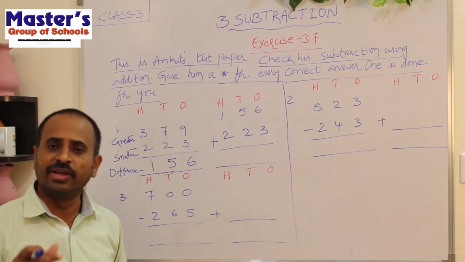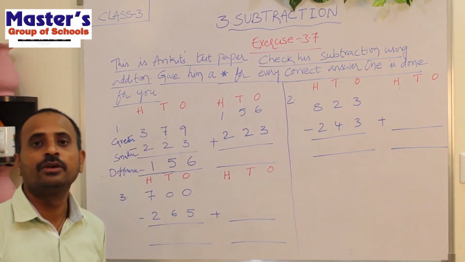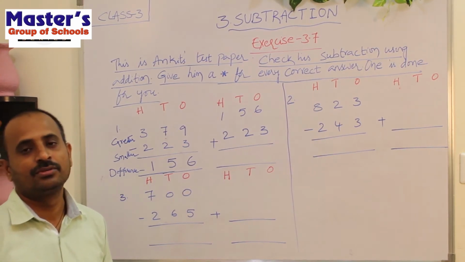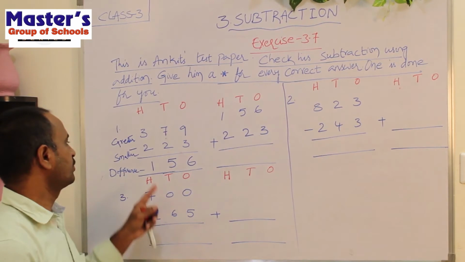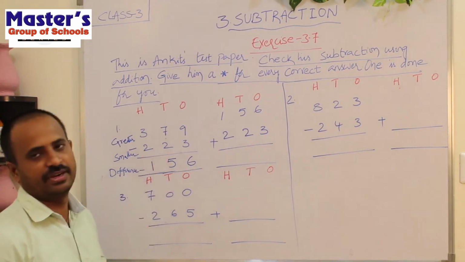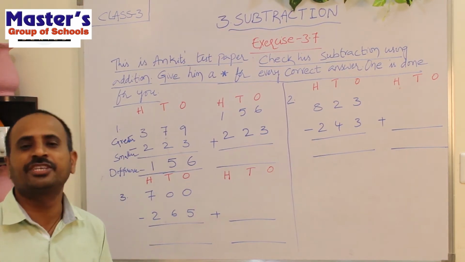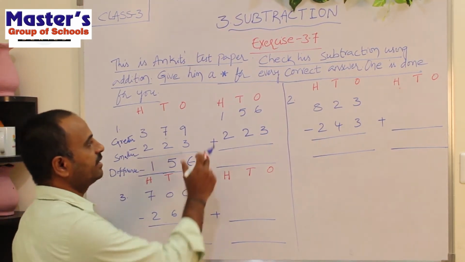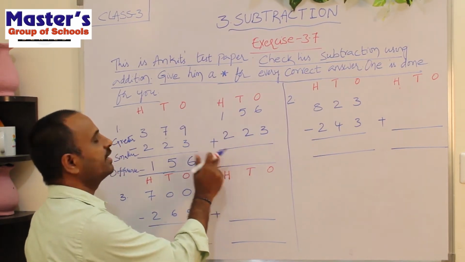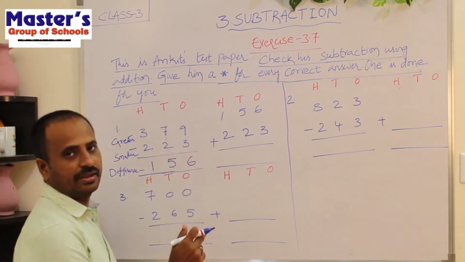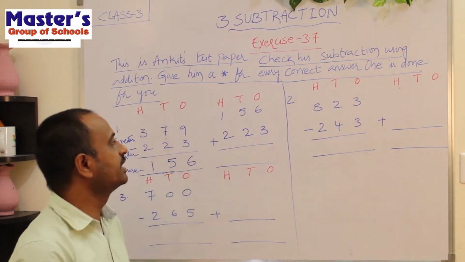So we can verify our subtraction by using addition. So what numbers do we have to add? We have to add the smaller number to the difference. If we get the greater number, the subtraction is correct. So first write the difference and next write the smaller number. We should get the greater number. So now add. So this is addition. So we can verify our subtraction by using addition.